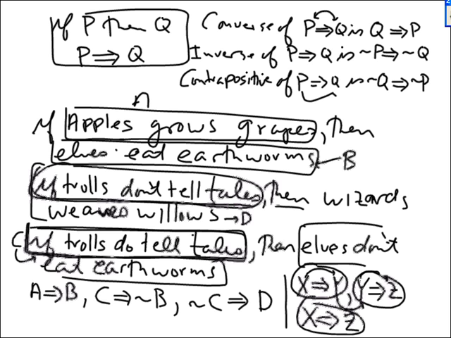We have the transitive property. Notice that in this statement, the implication ends with Y, and in the next statement, the implication starts with Y. We want to get that link.